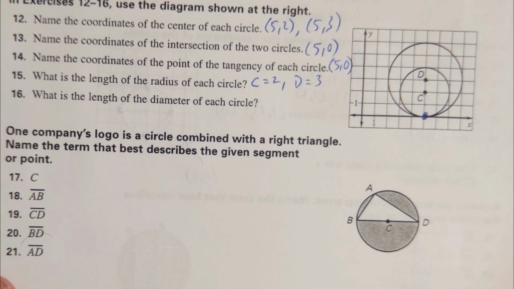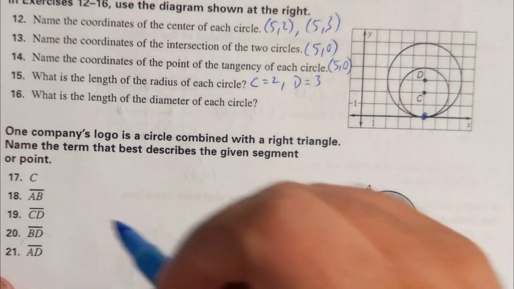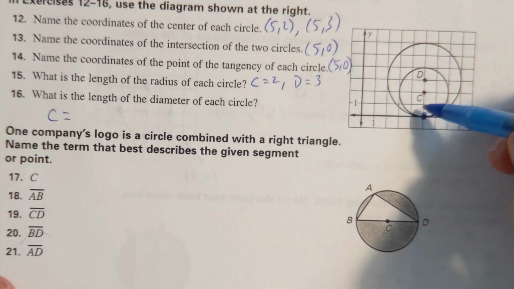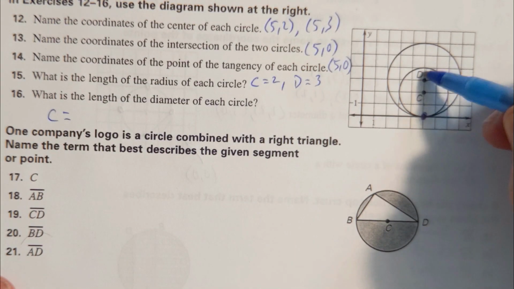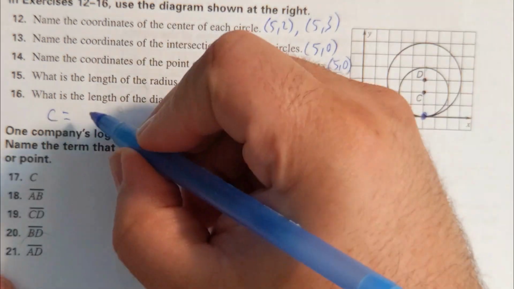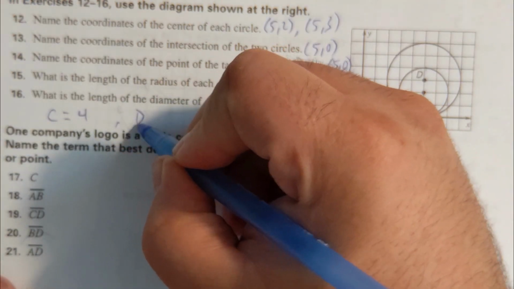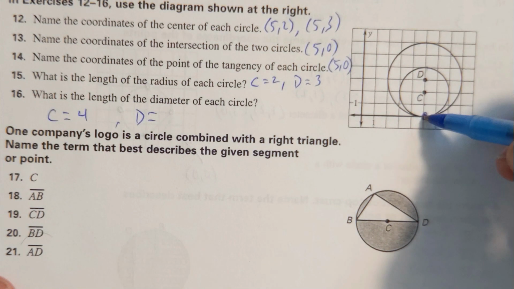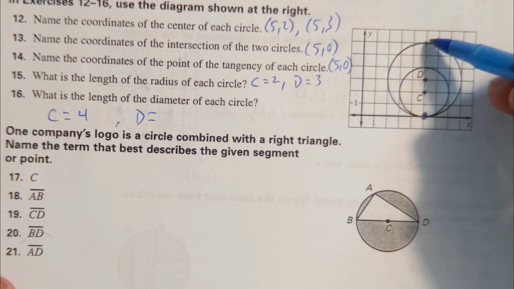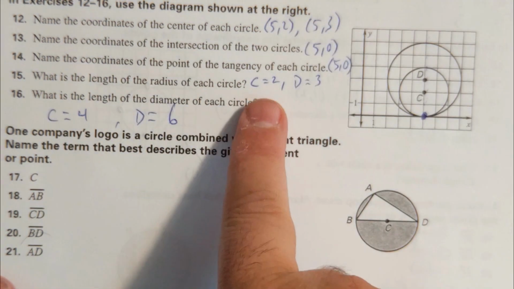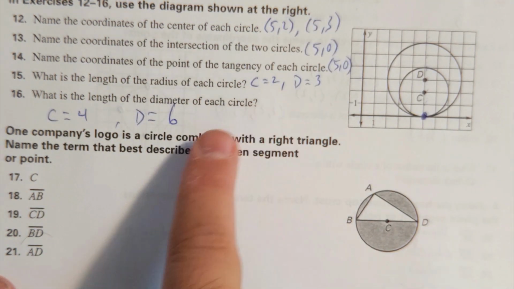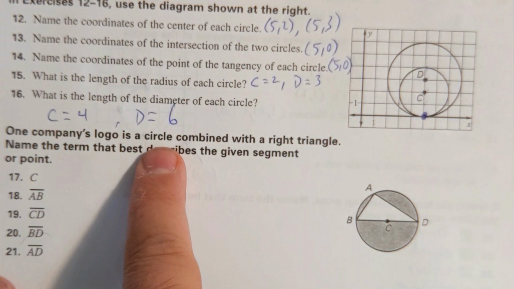Number 16, it says, what's the length of the diameter of each circle? So for circle C, it goes all the way across this small circle, so it'd be 1, 2, 3, 4. And for circle D, it's going to be all the way across this large circle, so it's going to be 1, 2, 3, 4, 5, 6, which is double the radius on both of these. So 2 times 2, 4, 3 times 2, 6.